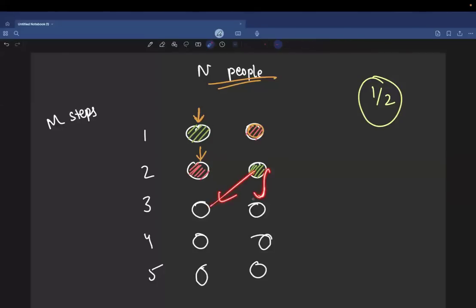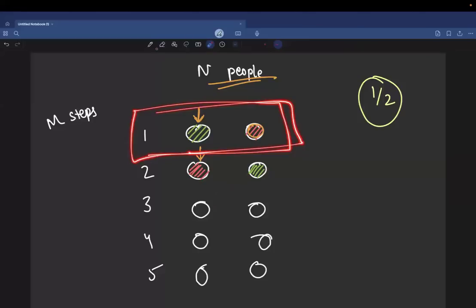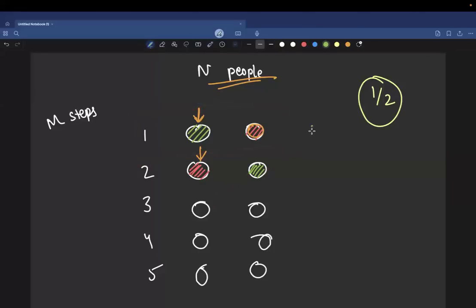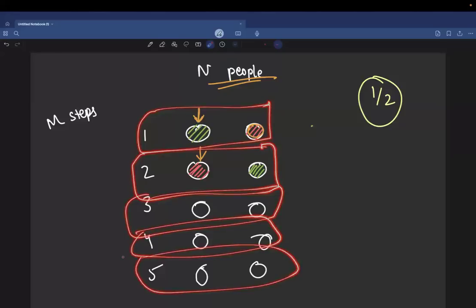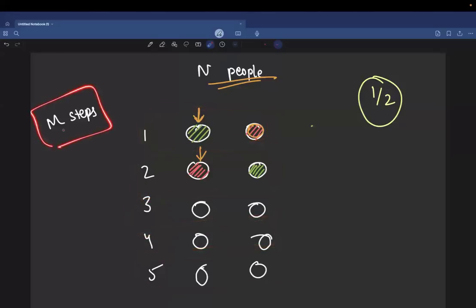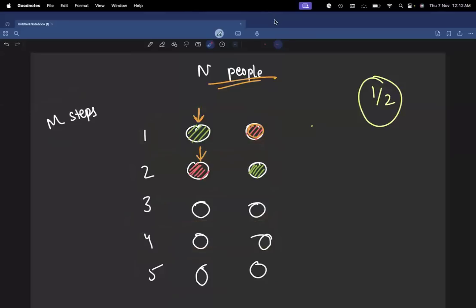And then again there are two choices and so on. So you have to tell what is the probability that all the n people will die on the first step itself. Basically you just have to find out the probability that all the people will die on the first step itself. Then you have to find out the probability that all the people will die till the second step, or till the third step, or till the fourth step, or till the fifth step, and so on for all the m steps. So does the problem make sense?